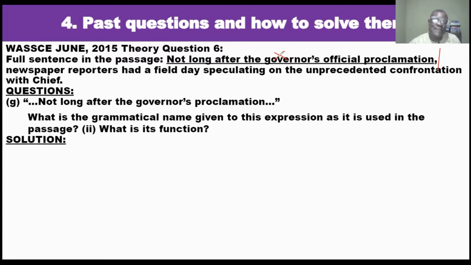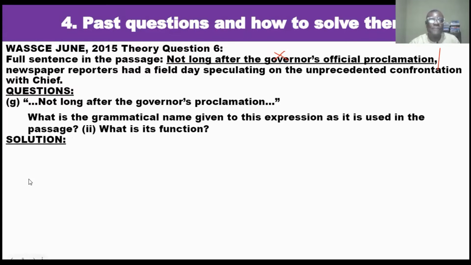We know that an adverb, as the name implies, adds meaning to a verb. So normally an adverb modifies a verb. The verb we have here is had. Newspaper reporters had a field day. When did the newspaper reporters have a field day? Not long after the governor's official proclamation. So this adverb phrase modifies the verb had. And this is how we arrive at the answer.